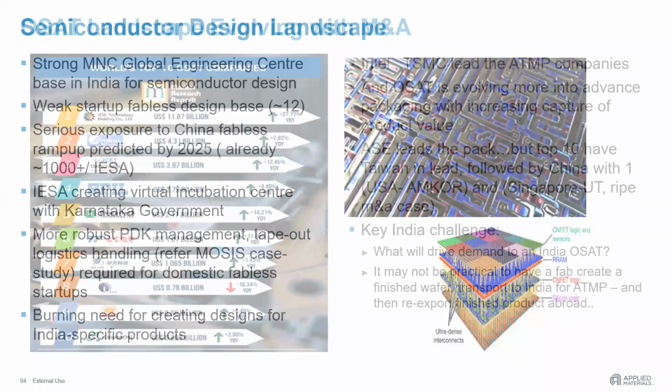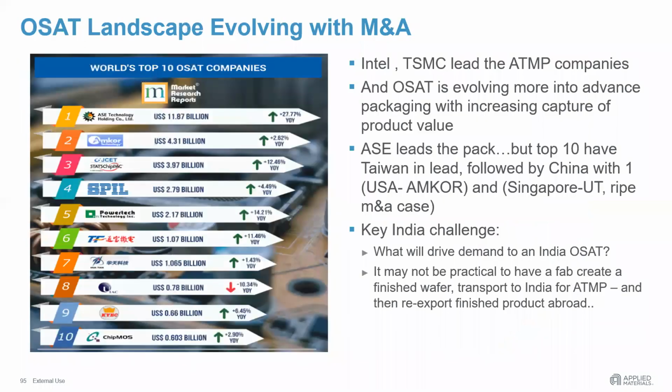The OSAT landscape: this is the global landscape here, one version. It's a couple of years old slide, but it shows you the key players. And you have ASE leading the pack. ASE has also been growing by way of inorganic growth tactics like acquisitions. So ASE is really the leading OSAT company. TSMC is the leading foundry; ASE is an OSAT company, an outsourced company, while Intel and TSMC are the leading ATMP companies. Again, we'll discuss this in appropriate detail a little down the line.